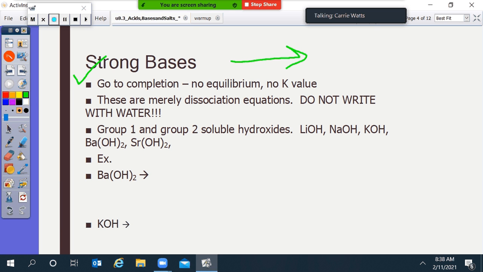When you write it, you do not write it with water. Okay, so that's an important point when you're writing the equation for a strong base. You do not put water in the equation. So for example, if you were writing, well, we'll do it in a minute. We have some examples here.